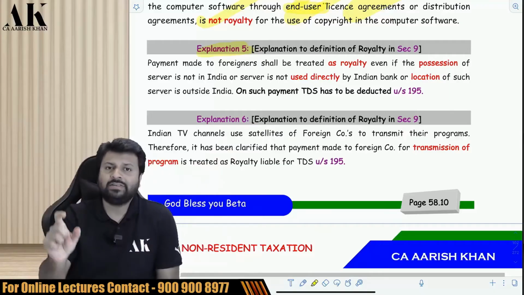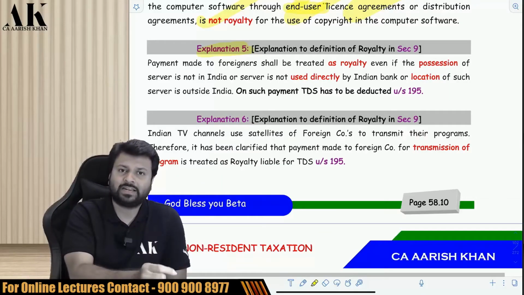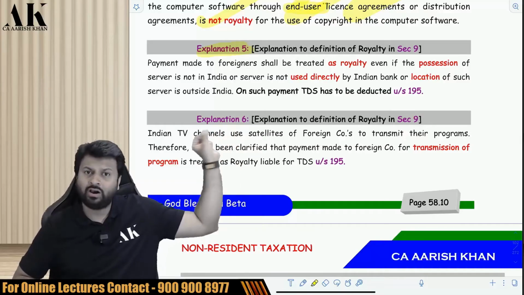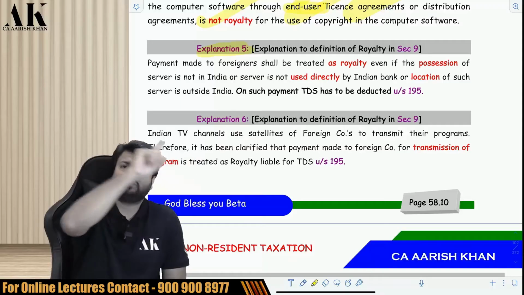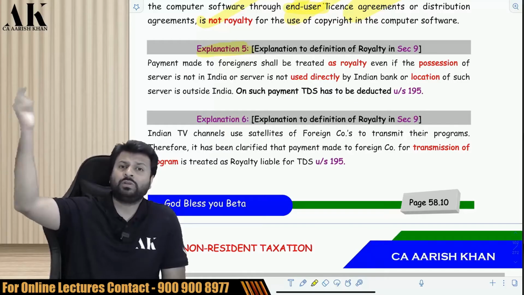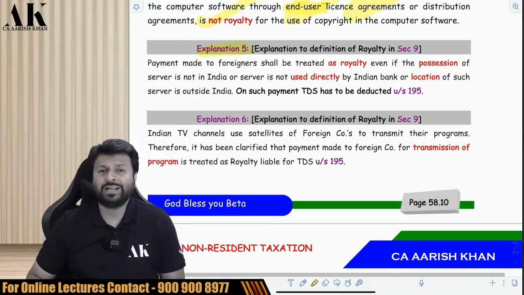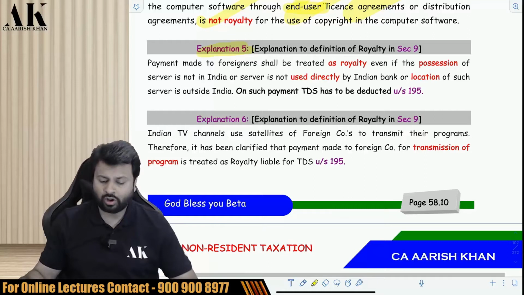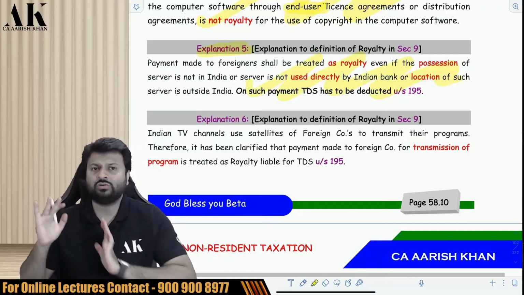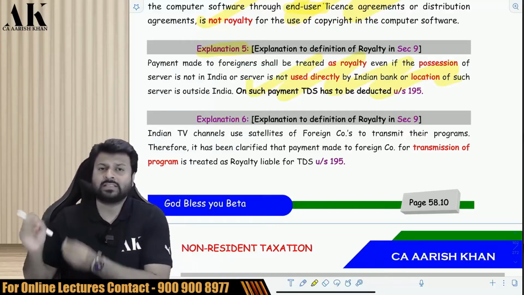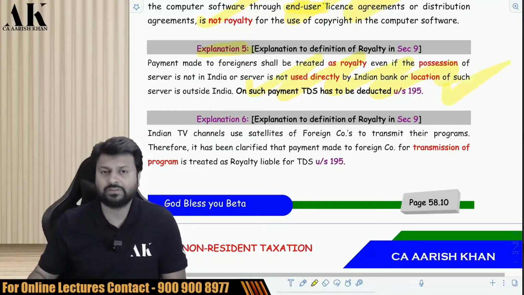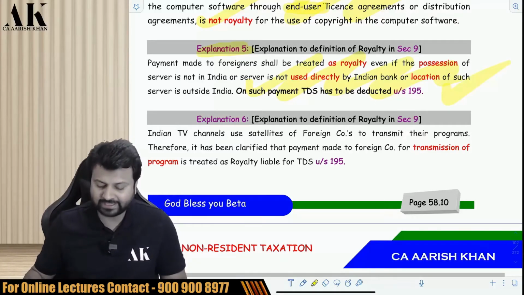So now SBI is giving a credit card to the customer, the customer is taking that credit card to the shop and swiping it, and that swipe is using the server of what? Of Bank of Germany. At the end of the year, the Bank of Germany will raise an invoice on SBI because SBI is using that particular server. Whether the amount which is paid by SBI to Bank of Germany will amount to royalty or not, the department has said that yes, that amounts to royalty, whether or not the servers are directly used by SBI, whether or not the location of the server is in India, whether or not the possession of the server is in India, this is royalty and you will be subject to what? TDS under section 195.